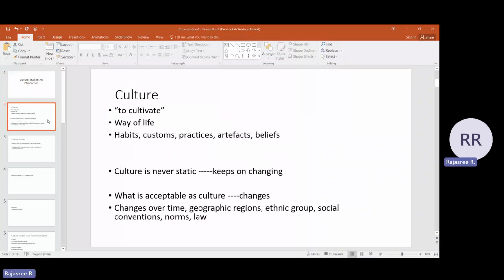What is culture? Culture, traditionally, it's a Latin word which means to cultivate. So in modern times, it has evolved to mean any human endeavor to make something, to create something. That is how the term has evolved in recent times, where we refer to culture as something or anything that humans create. So it could also be referred to as a way of life.